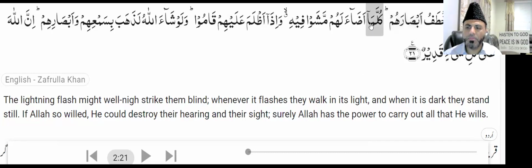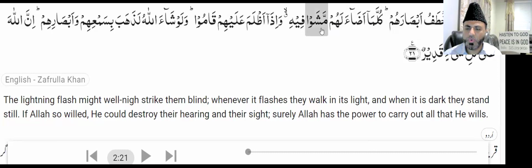Kullama, meme has a small madda, so it is prolonged equal to 3 alif. Adaa, it is equal to 5 alif because we find here a big madda.